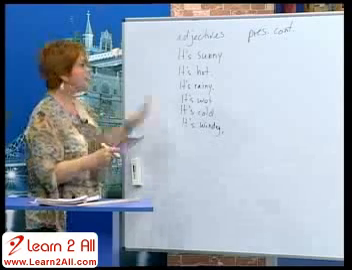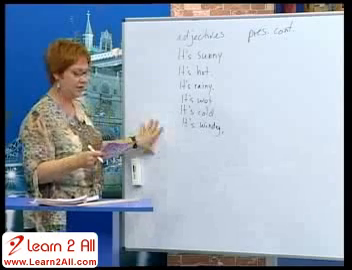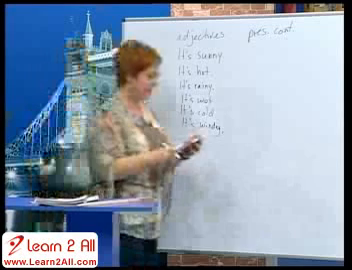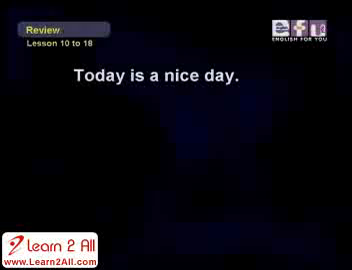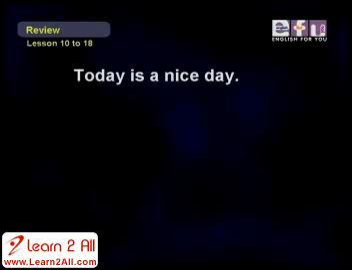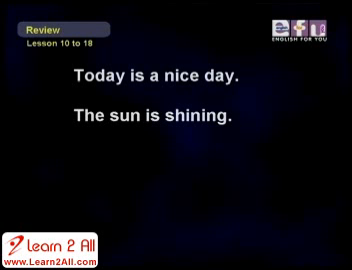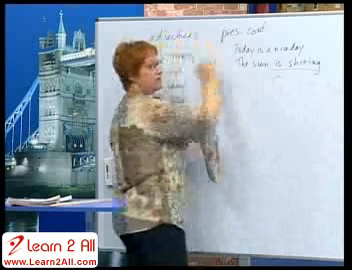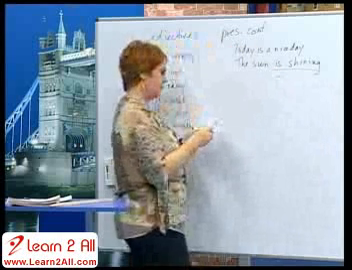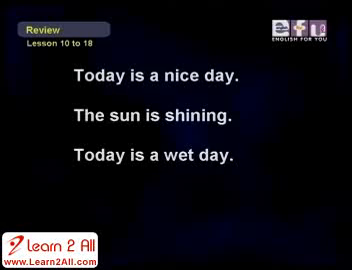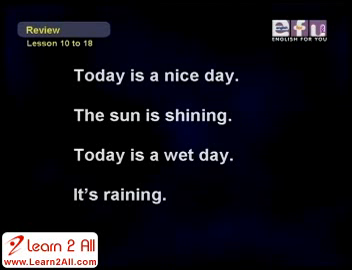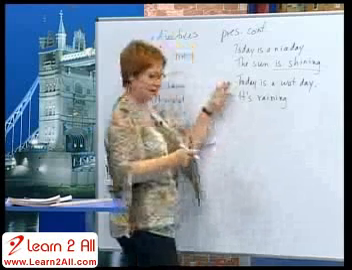Okay, so these are some adjectives for talking about the weather. We can also say something like this. Today is a nice day. The sun is shining. So here we have the present continuous. We could say today is a wet day. It's raining.